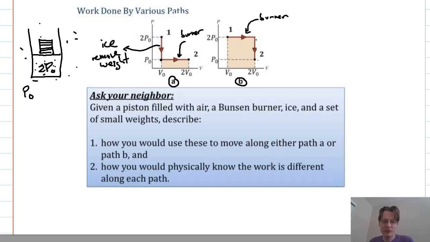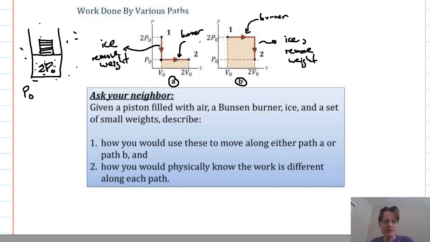Then I want the gas to drop in pressure back to atmospheric pressure. And again, I do that with ice. I take heat out, put ice all around it, and then I remove the weights. Hopefully that gives some simple intuition about how you make the gas do these things. You draw heat out of it, you put heat in it, and so on.